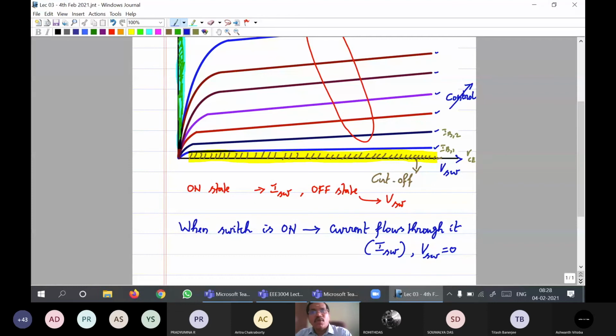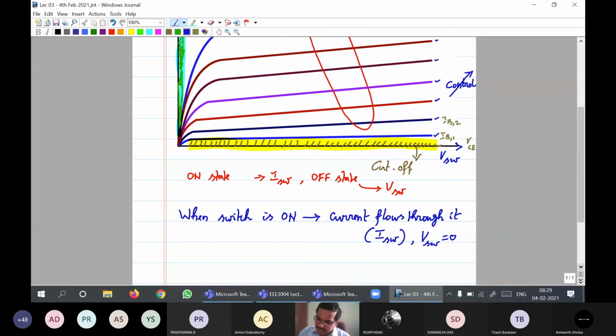In an ideal switch, what will be that value? That is my question. Is there any restriction? 5 ampere, 10 ampere, 100 ampere, 1000 ampere, ideal switch. Infinite. Exactly. Infinite. Very good. So the current handling capability of the ideal switch should be infinite. Voltage across the switch during on state should be 0. These are two characteristics of an ideal switch. Infinite current handling capability during on state, and 0 voltage across the switch during on state.